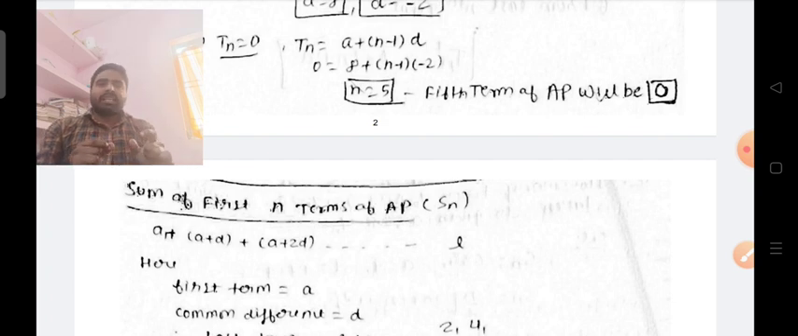Now we know one thing. A means first term, d means common difference, and L means last term. Then what is the sum of the first n terms? Sn is equal to n upon 2 into (a plus L). L is the last term, a is the first term, and n means the number of terms we have. Then we are using this formula to find the sum of the series.